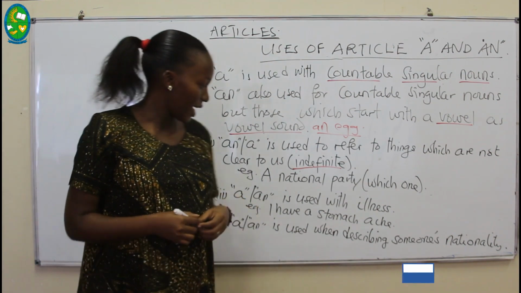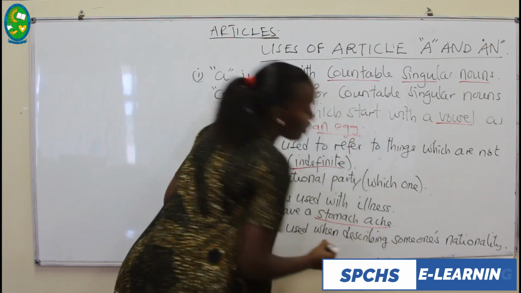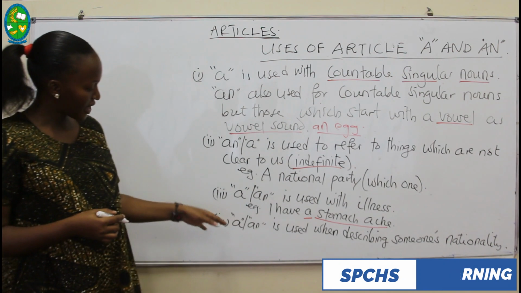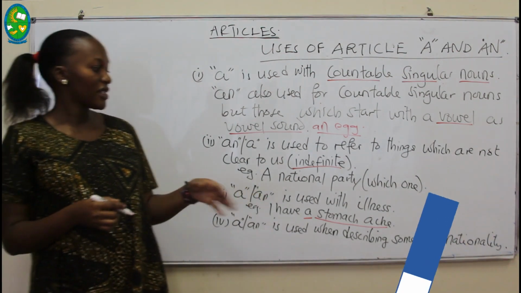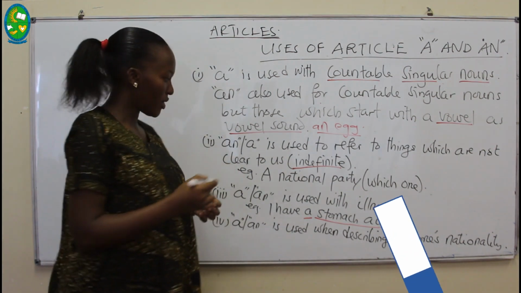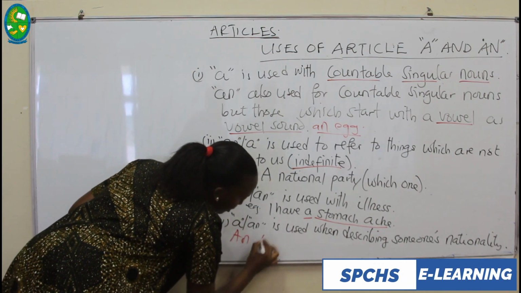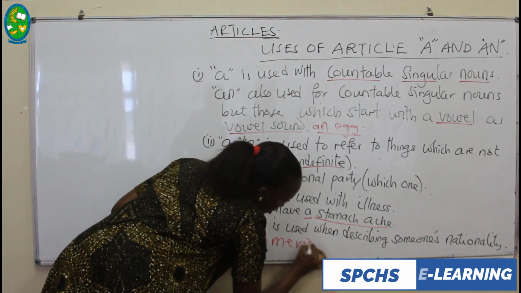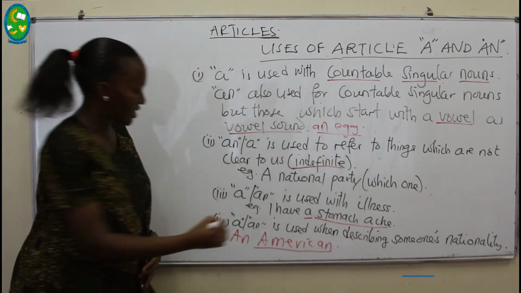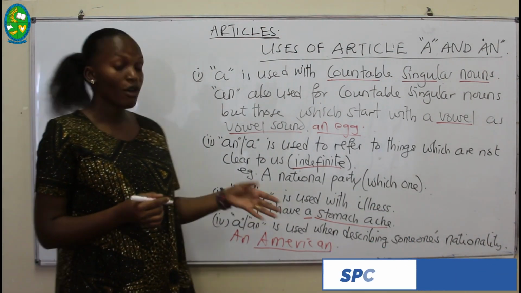Okay? So the third use is that a and an are used with illness. For instance, we say, I have a stomach ache, and a stomach ache is an illness. So when we talk about disease or illness, we use the article a. Then the last use we have here is when describing someone's nationality. For instance, Mr. Butiko is an American. So when you want to say that it's an American, we use an. So this is the nationality. So we use articles when we are discussing the nationality of a person.